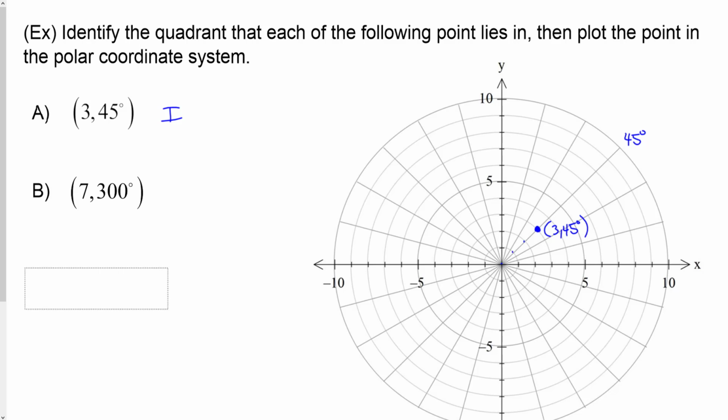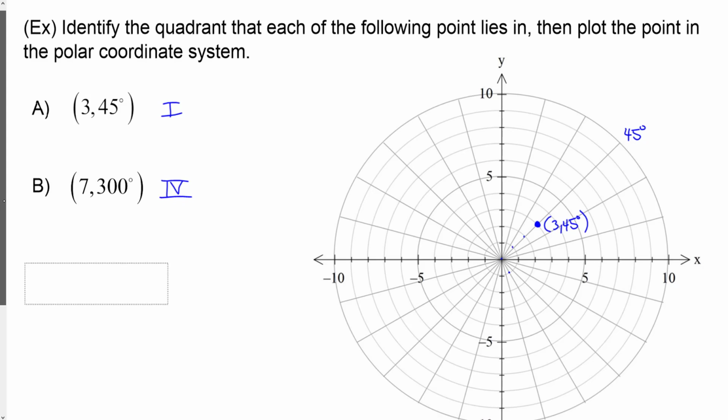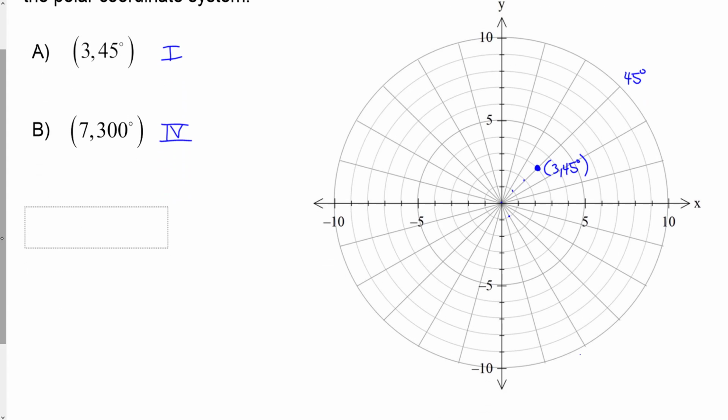(7, 300°). 300 is past 270, so that puts me in quadrant 4. And it's 30 degrees past that 270 degrees. So let me scroll down a bit. So this is my 300-degree line. So 1, 2, 3, 4, 5, 6, 7 units out. So this is (7, 300°).